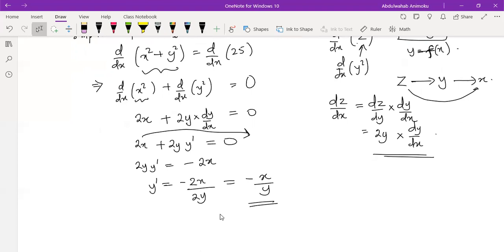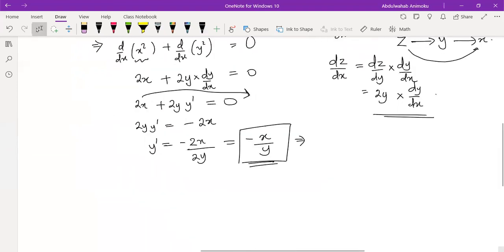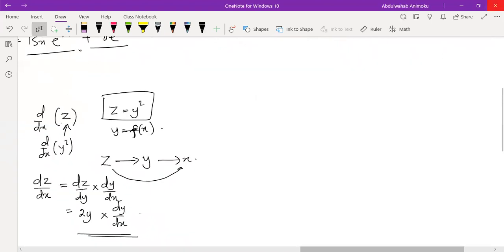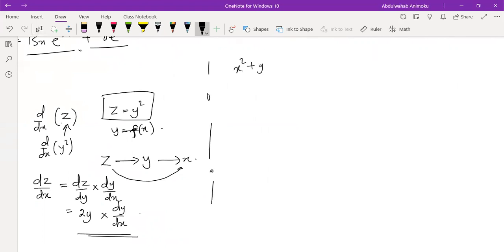Now notice that this solution offers you an answer in terms of x and y, not in terms of only x. That's because we are solving this using implicit differentiation. Now let's look at the other method that you can use to solve this problem. And in that particular method, we are going to have our answer only in terms of x. So this is the second method. And both of them are quite acceptable, basically.